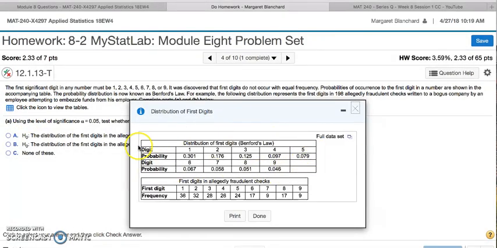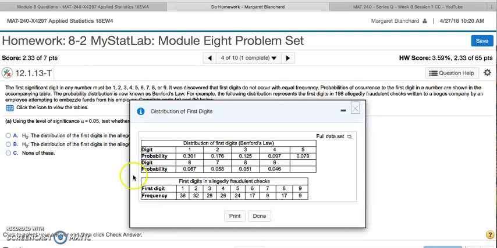So we have two basically data sets or data columns. The first is the distribution based on Benford's law. So you see here we have these probabilities associated with each number. For example, the probability that 1 is going to be the first digit is 0.301. The probability that 6 is going to be the first digit is 0.067. The probability that 9 is going to be the first digit is 0.046. That's what we would expect based on Benford's law.